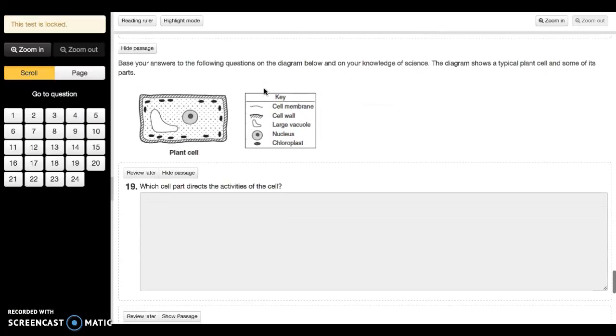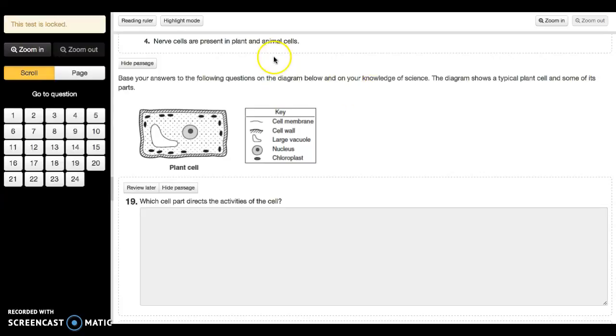Okay, so this shows a diagram. There's a short answer here. Which cell part directs the activities of the cell? You have your key here with all of your options. And if you said nucleus, you are correct.